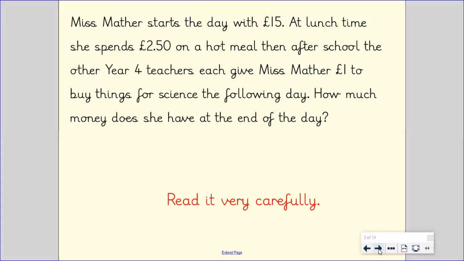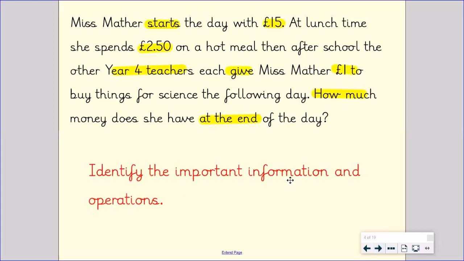So now I've read it, so I know that what I'm looking for is how much money she has after spending a little bit here and then being given a little bit more here. So the question's asking me to find out how much she's going to end up with. Next, I've identified the important bits of information. So I've highlighted these. I find it easiest to highlight all of the bits of information that I need.